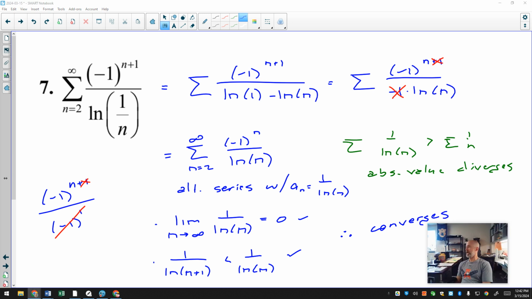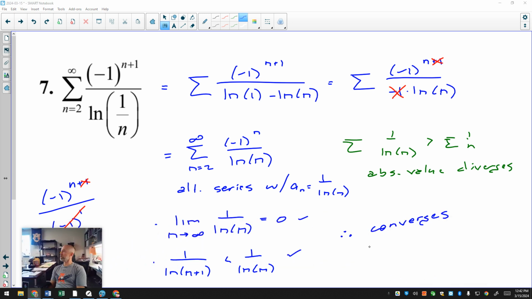Now the question is, is it absolute or conditional? This one's conditional because we established earlier that the absolute value actually diverges. This will only converge if it remains unchanged. How do we feel?